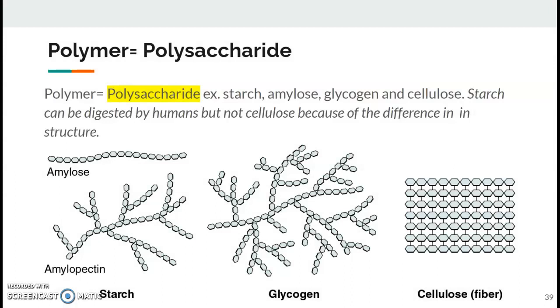The polymer for carbohydrate is a polysaccharide. Different types of polysaccharides are starch, amylose, glycogen, cellulose. Okay, they can be digested by humans. Those first ones, glycogen, starch, and amylose, can be digested by humans, but not cellulose, right? Because of the difference in structure. So even though it's made of the same monomers, look at the structure of this versus the structure of this. And you could tell of all these complex sugars, amylose is probably the one that's easiest to break apart because of the structure of it, right?